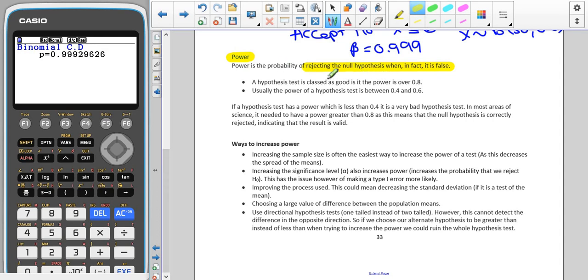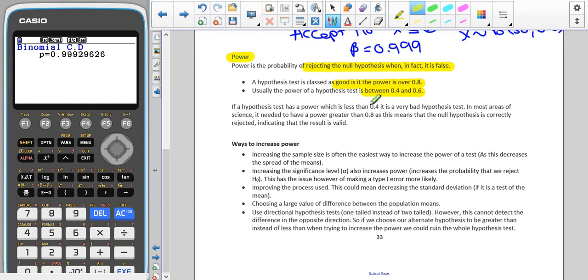A hypothesis test is classed as good if the power is over 0.8. This is in a medical setting. It should be more than 0.8. We'll talk about this a little bit further down. Usually power is between 0.4 and 0.6. And this is okay if your hypothesis test isn't being used in a medical setting, then a power of between 0.4 and 0.6 is okay.